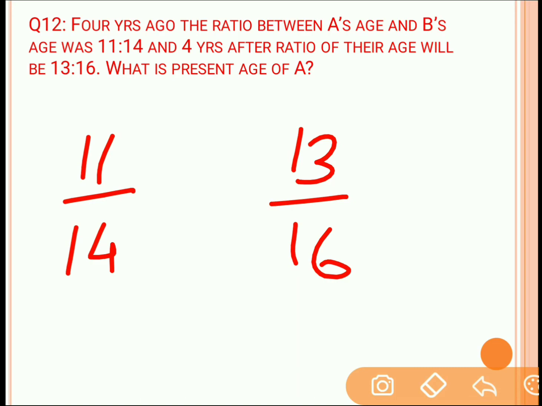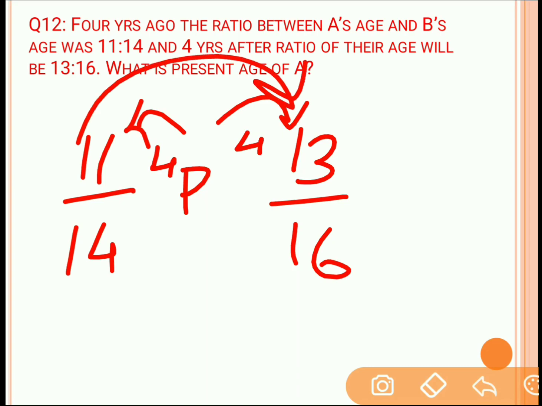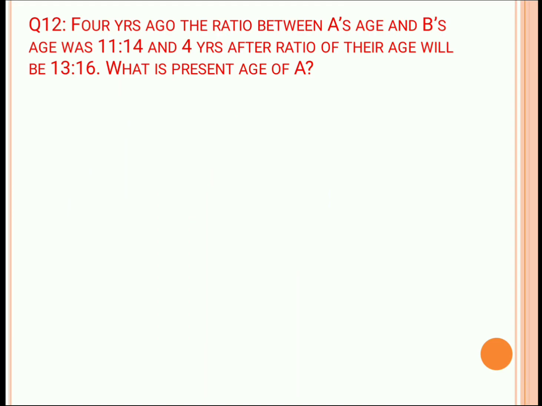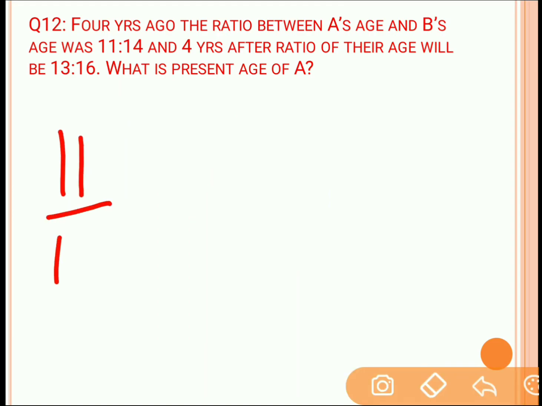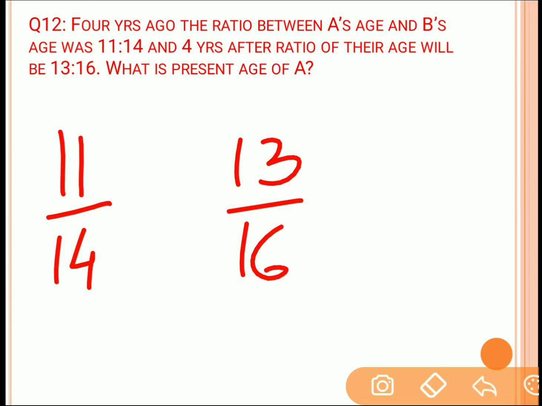So the difference should be 8, because this ratio is 4 years before the present and this ratio is 4 years after the present. So the total difference should be 8 years. As we know, the first ratio is 11 is to 14 and the second ratio is 13 is to 16. Now the numerator is increased by 2 and the denominator is also increased by 2. So the difference between numerator and denominator is 3 here, and here also the difference is 3.